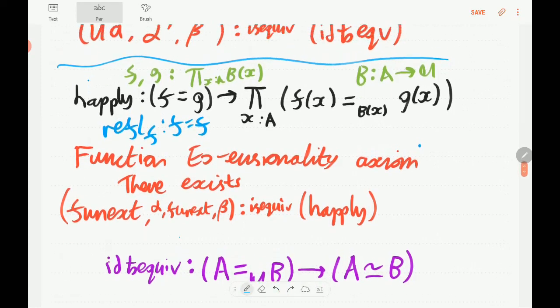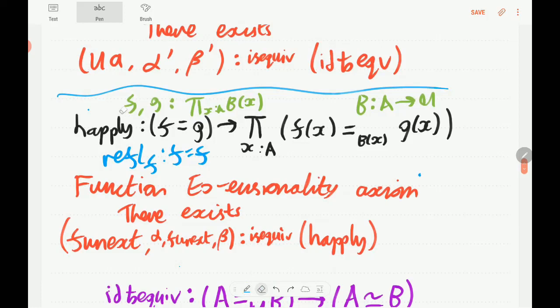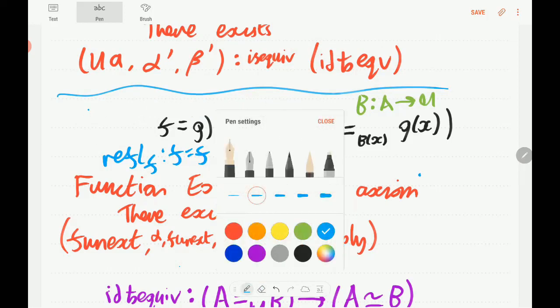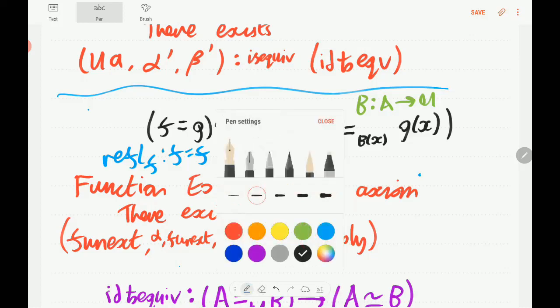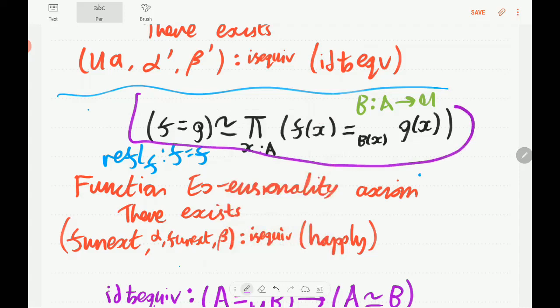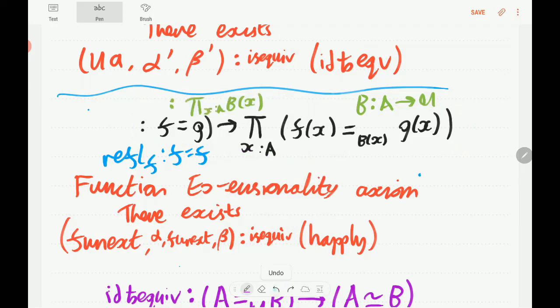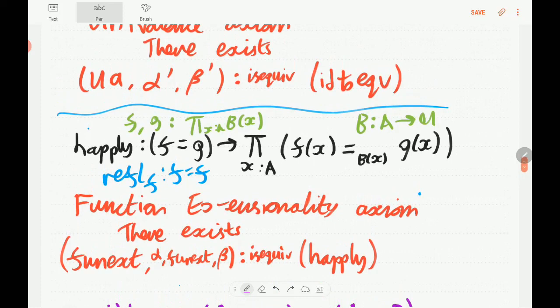And therefore, with this axiom of functional extensionality, we can write that this type here is equivalent to this type here. And so this is usually the way functional extensionality is stated, but I've said it in a bit more detail. So that's one of the axioms which give us this homotopy type theory.